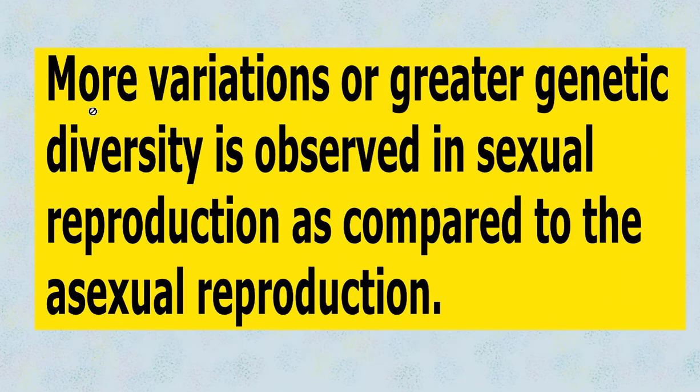So we can say that more variations, or greater genetic diversity, is observed in sexual reproduction as compared to asexual reproduction, because in asexual reproduction the variations or differences are caused only because of the errors during DNA copying.